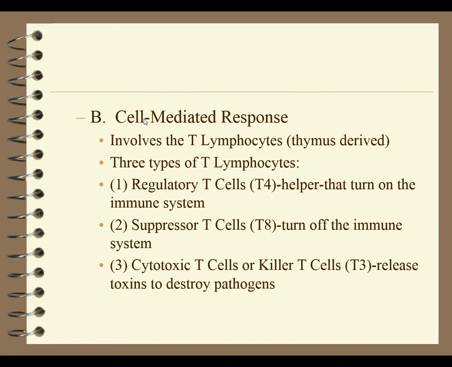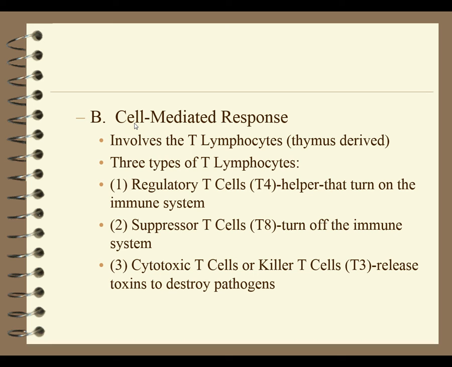On the other hand, cell-mediated involves your T lymphocytes. And you'll remember those are thymus derived up till puberty. There are 3 types of T lymphocytes. We have the T4s, and those are very important to know about because we're going to talk about those. Now, they have been recently renamed to CD4. So when you see CD4, that's a T4, same thing. The big thing that they do is they are helper cells, so they turn on the immune system.